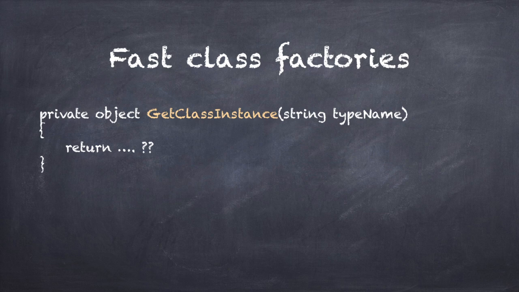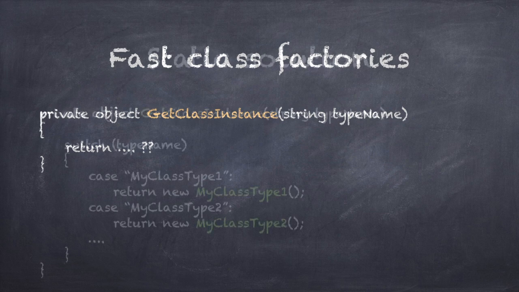So the input is a string which contains the type of the class to be instantiated, and the desired output is an actual instance of that class. Now, this is actually a difficult problem to solve. The closest you can get at compile time is something like this.